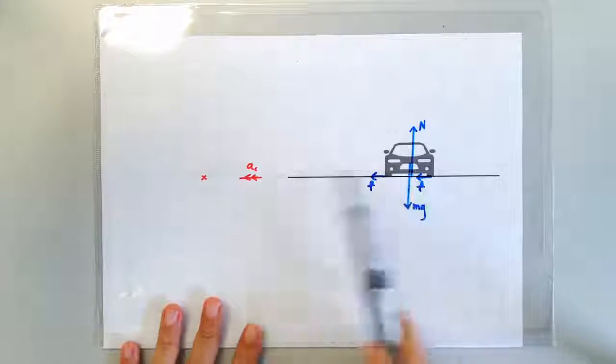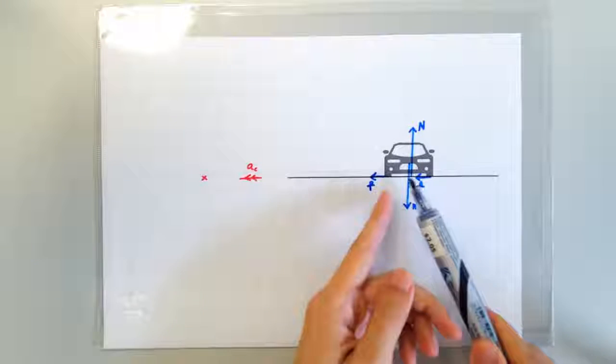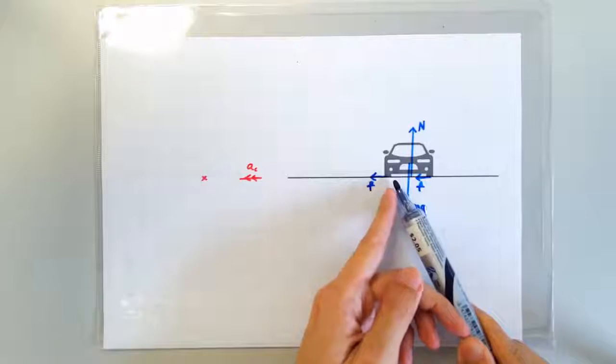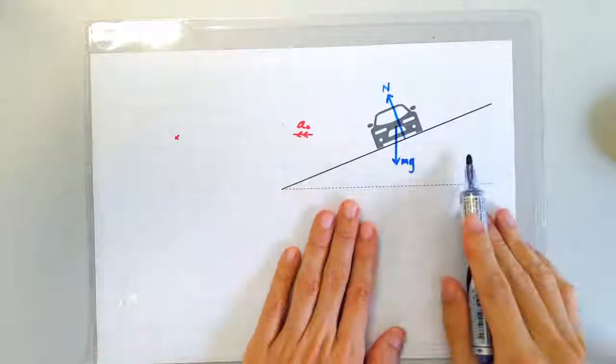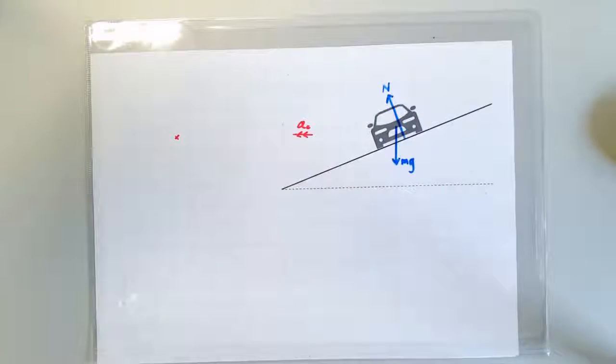So if you want to turn more sharply, you can use better tires with better grips so that you get a larger friction. But that's about all you can do. So how does a banked slope help?